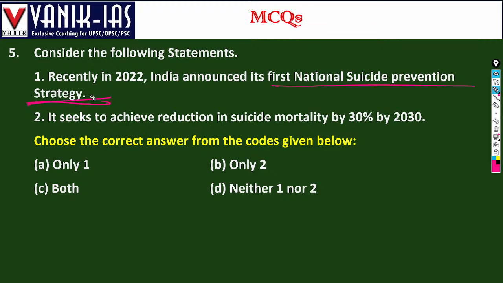For example, the government has started a new project, Tele-MANAS, for mental health issues, to address the mental health of citizens. Tele-MANAS means Mental Health Assistance and Networking Across States.